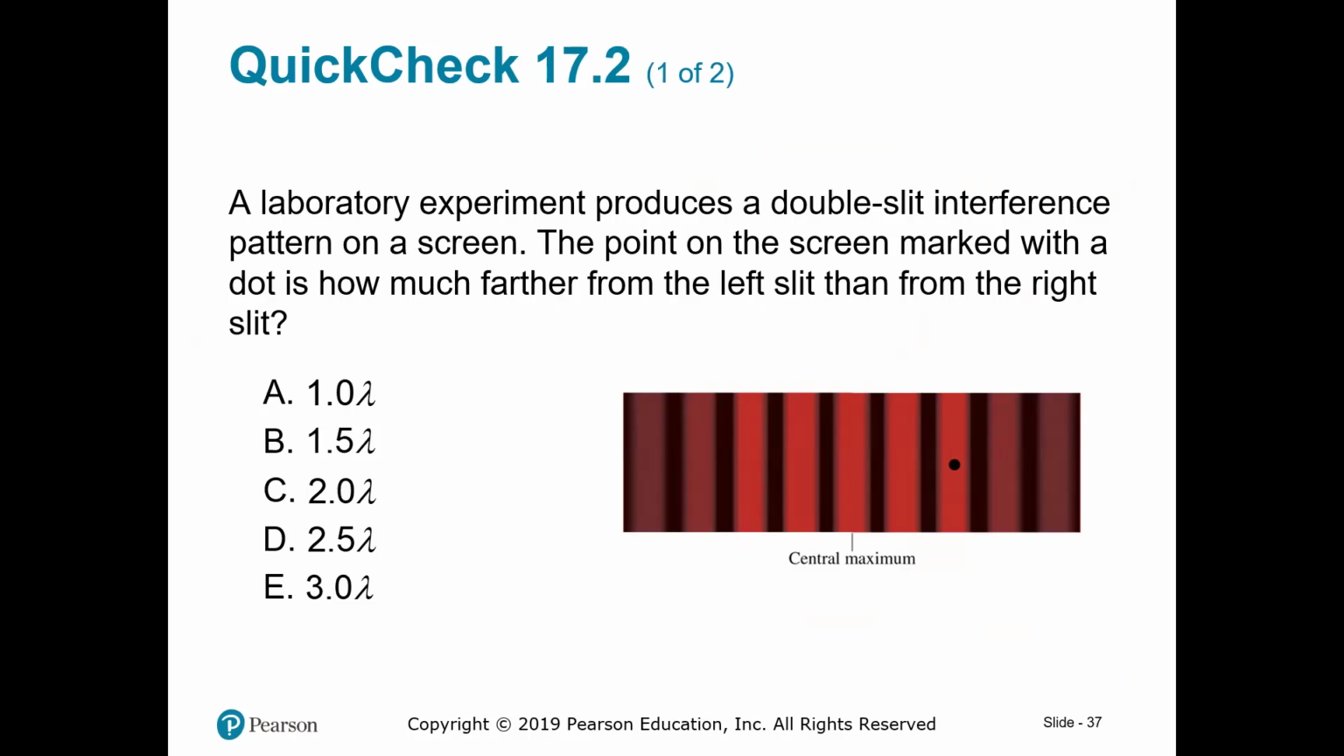And again, we have a few questions. Now you can quickly do it, right? d sine theta is m lambda. So that means sine theta is m lambda over d. And then this is the same as tangent theta, which is y over L. So this is again your formula, right? So now you can solve, right? Double slit experiment. The point on the screen where the dot shows how far from the left slit and from the right slit. So now this is the central, and then 1 lambda, 2 lambda difference is here, right? So then the answer is C.